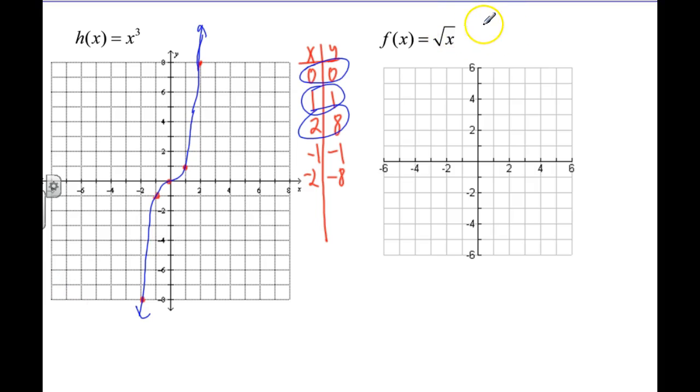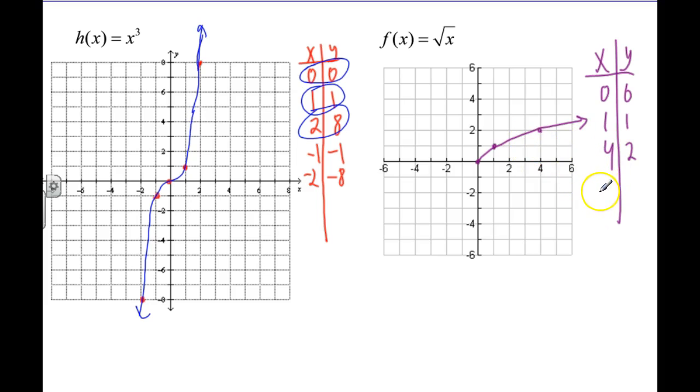So square root. Square root is a very popular graph. So let's kind of build this one, see what it looks like. So plug in 0, square root of 0 is 0. Plug in 1, square root of 1 is 1. That's easy. 4 for x. If I plug in a 4 there, square root of 4 is 2. So I have the point (4, 2). You can probably see what's happening over here.